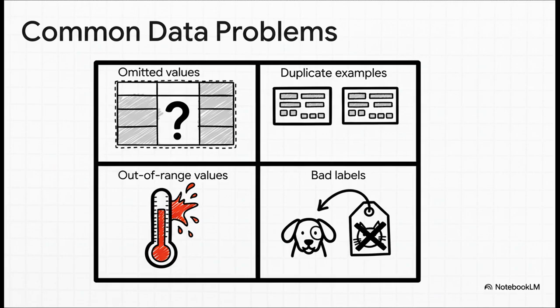So what kind of bad stuff are we looking for? Well, it's usually the same few culprits. You've got values that are just plain missing. You've got entire rows of data that were accidentally copied and pasted. You'll find values that are just impossible, like a person's height being 10 feet tall. And of course, you have bad labels, maybe from somebody just making a typo during data entry.